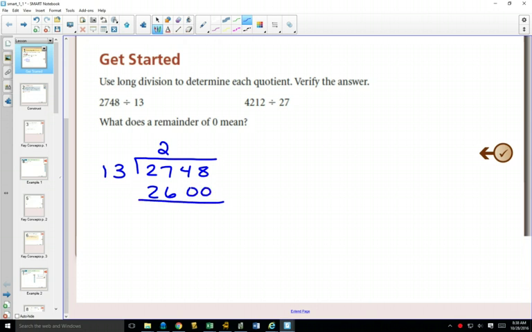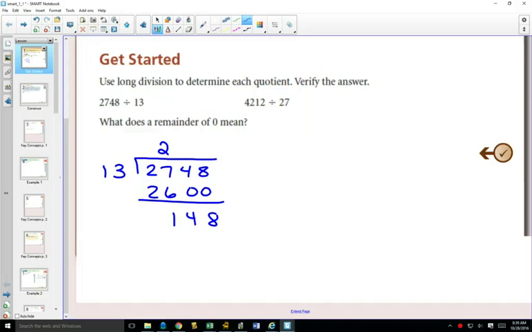Probably when you learnt long division, you didn't write those extra zeros in there. You just left it blank, and that's okay. But it's kind of nice to write them there because it builds more on the understanding of what long division is, and it's really 2,600 that we're subtracting. And when we subtract 2,600, we get 148 left.